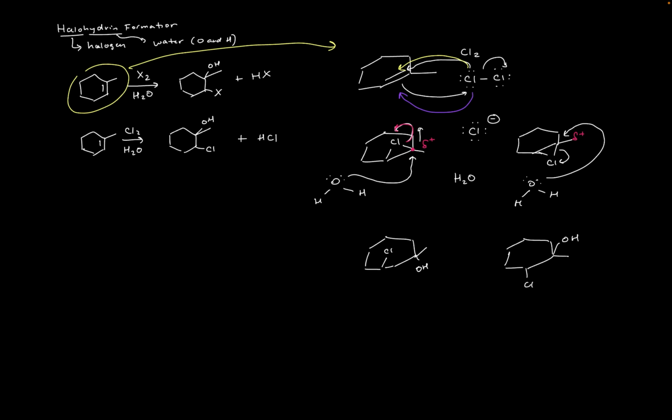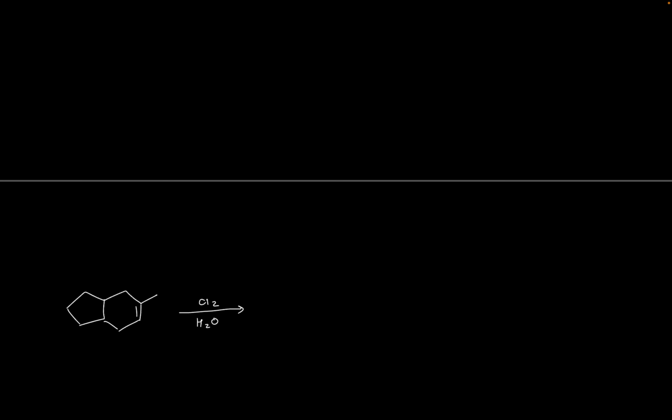We'll move on to some examples, and hopefully that will make things more clear. So here's our first example. We're going to pay attention to stereochemistry this time. Immediately I recognize that I have Cl2, I have a halogen, two halogens, and I have water as well. So those are immediate clues that this is going to be halohydrin formation. So what's going to happen?